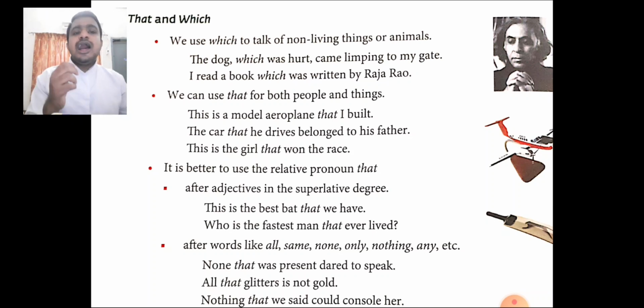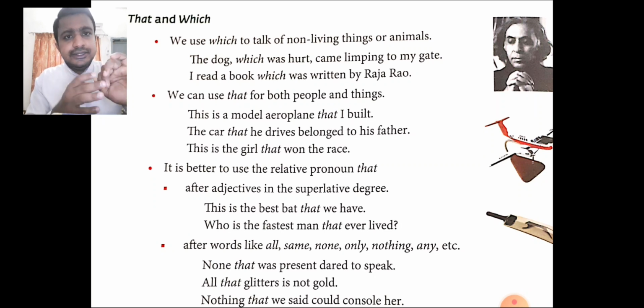First one is after the adjectives in the superlative degree. As you know, there are three forms of adjectives. From the previous chapters, you might be understanding. And this is the best part that we have. After the superlative degree, after the adjective, we have used "that". Whose is the fastest man that ever lived? So they are also used "that".